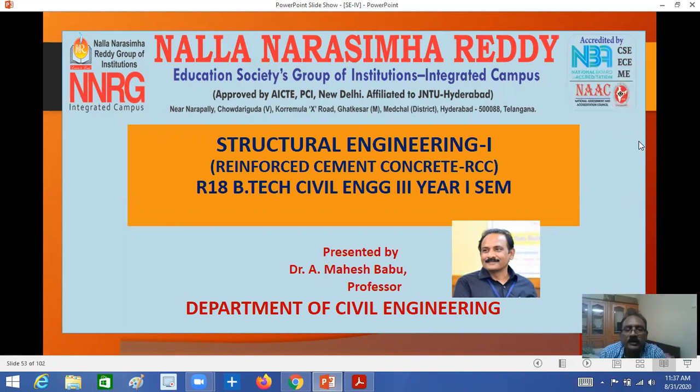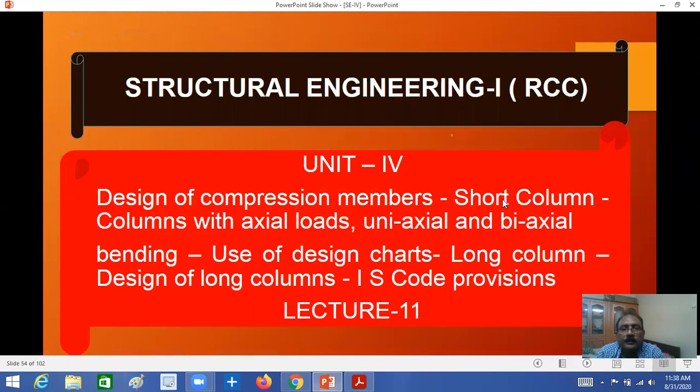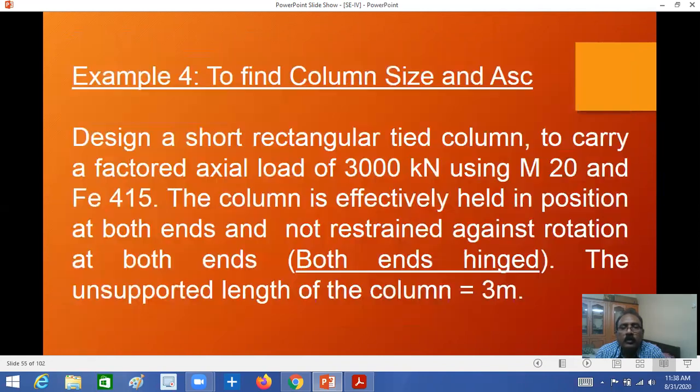Structural engineering, reinforced concrete structures. In Unit 4, I explained how to design columns, short columns and long columns, as per IS codal provisions. Here I am going to explain one more problem to find the column size and the area of compressive steel.